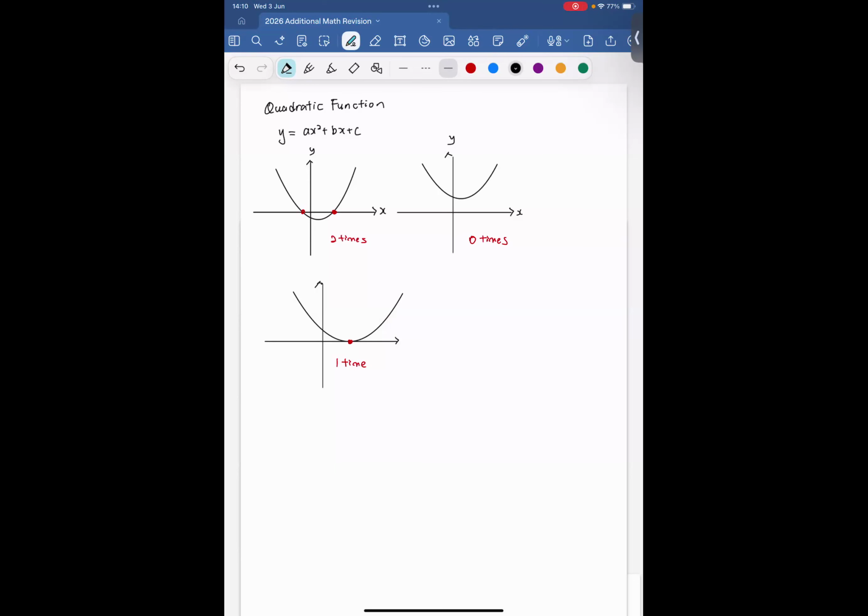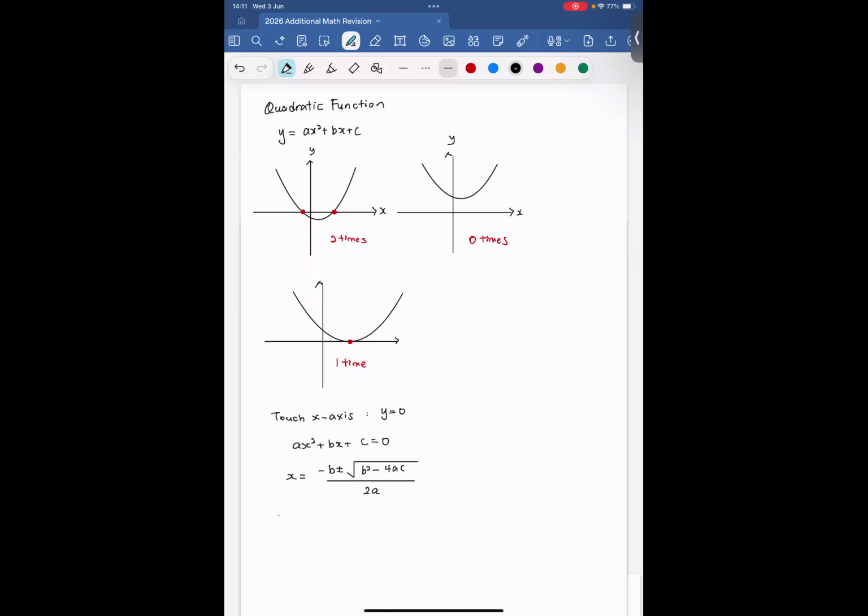Okay, and for your quadratic graph to touch the x-axis or intercept the x-axis simply means your y has to be 0. So then you get this equation. From this equation, then you can apply your quadratic formula. From here, then we can decide how many times it touches the x-axis.